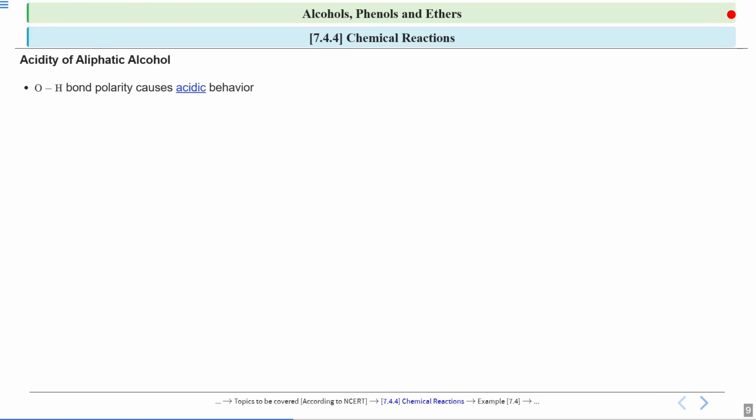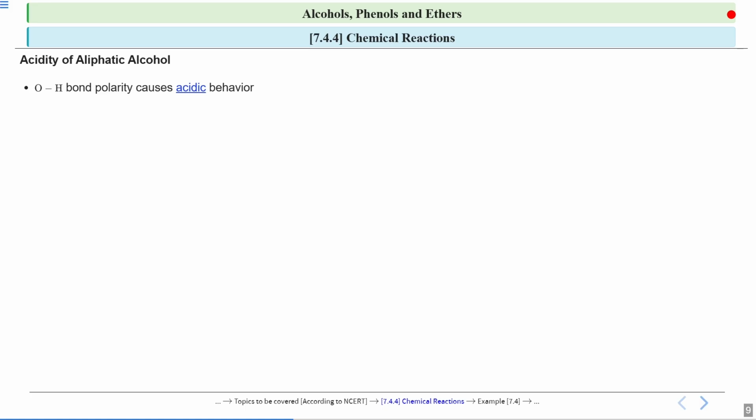Now we will see the acidity of aliphatic alcohols. In previous slides, we discussed the resonating structures of phenols. Now we will look at alcohols. In alcohol, you all know that there is this hydroxyl group, that is the OH group, and this OH bond is polar in nature. Why? Because oxygen is more electronegative.